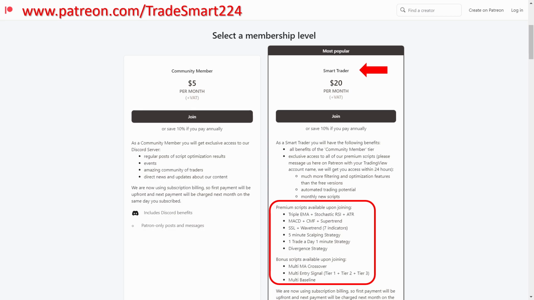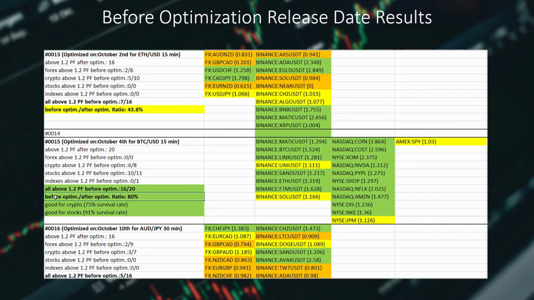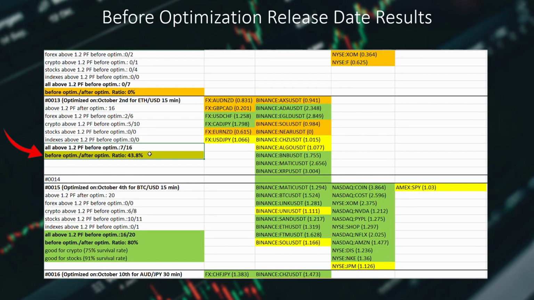I also color-coded the survival ratios. Survival ratios that are 50% or above are colored green, to be marked as the best optimizations. In yellow, I colored the decent but not great results. These are survival ratios between 40 and 50%. And in orange you can see the ones with under 40% survival ratios.